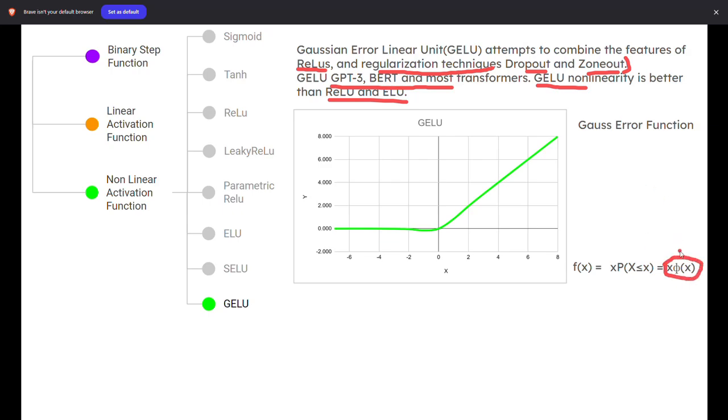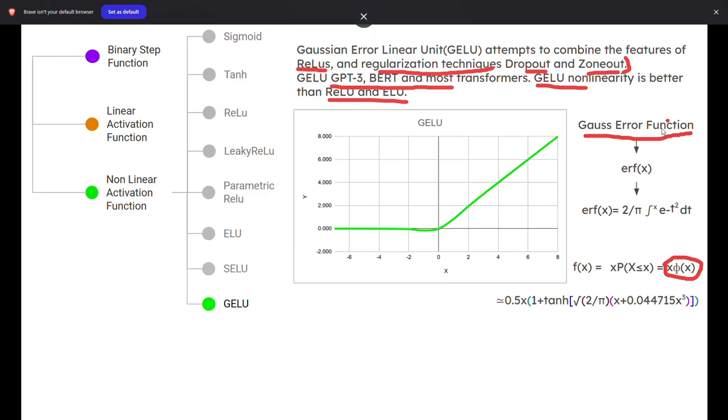what they basically do is they try to represent this value in the Gauss error function. So the Gauss error function is erf of x, which, if you split it, is 2 by root pi, integration from 0 to x of e to the power minus t squared dt. So when you substitute this in the calculation, you will get these values.